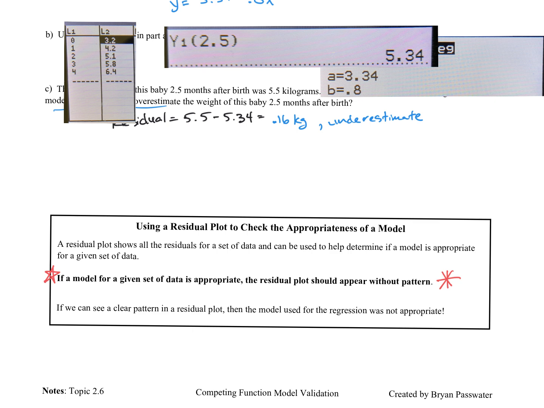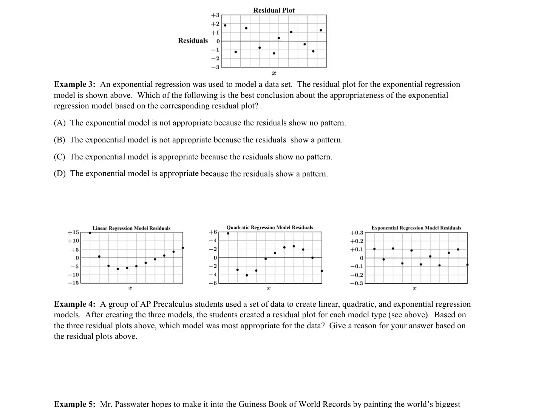All right, so let's look at these now. If you look at example 3 with me, this is an exponential regression used to model, and then this residual plot was given. What do we notice about the graph? There's no pattern. And so what do we know about the exponential model? Is it appropriate or not appropriate? It's appropriate. Because why? This shows no pattern.